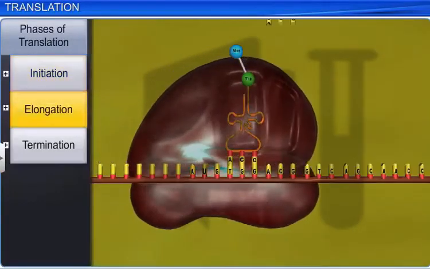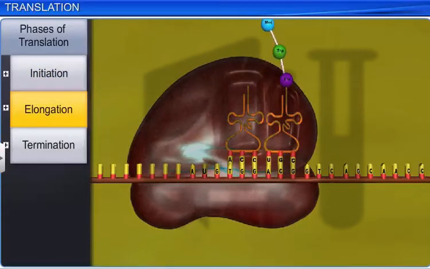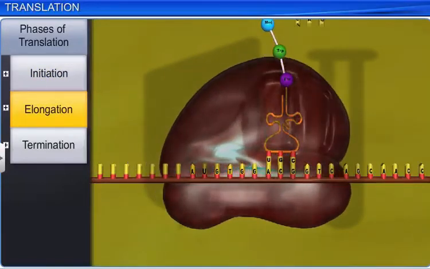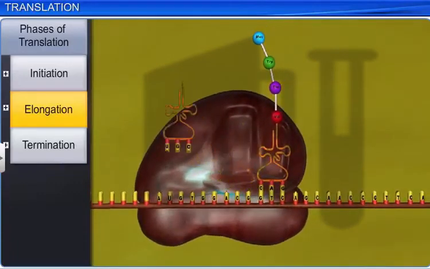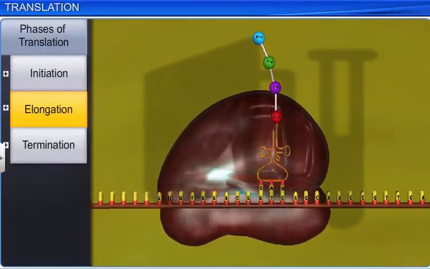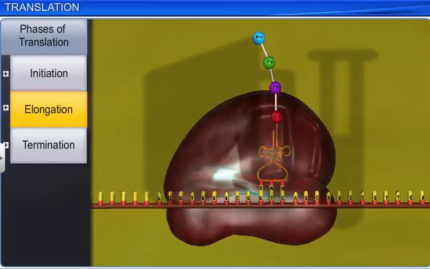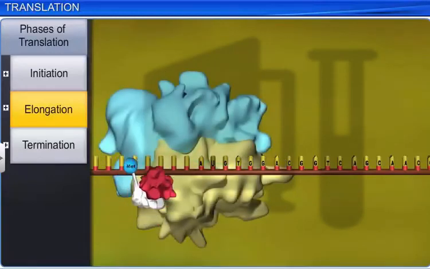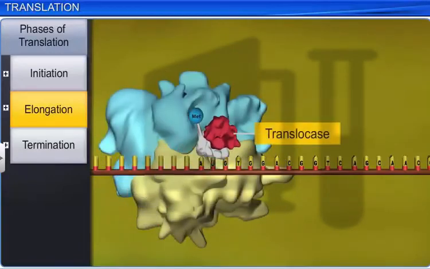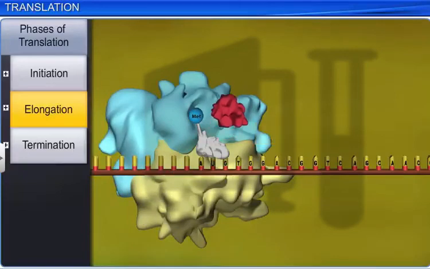The next phase is elongation, in which the ribosome runs along the mRNA in the 5' to 3' direction, moving from codon to codon and adding subsequent amino acids to the growing polypeptide chain. This is caused by the elongation factor translocase, and this process is called the translocation step.